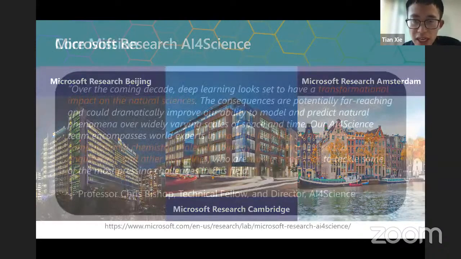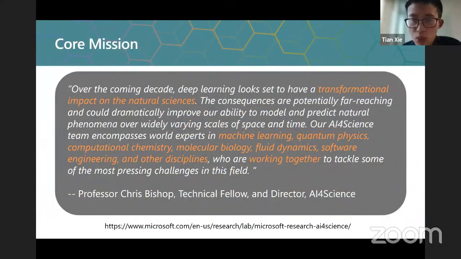The core mission of our initiative is that we want to really use machine learning and deep learning to solve some of the biggest problems we have in society, because we really believe that the power of machine learning will be able to transform the future of science in the next decade. So we are building a highly interdisciplinary team here at Microsoft Research, combining people from machine learning, computational chemistry, biology, and software engineering backgrounds, working together to tackle some of the biggest challenges that our society is facing around the theme of AI for science.